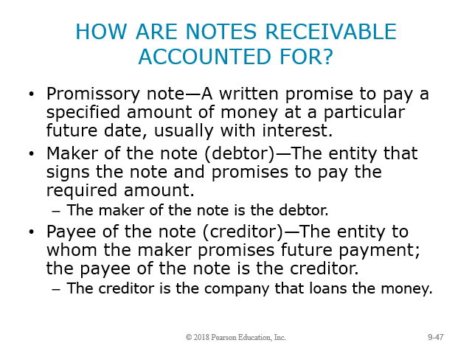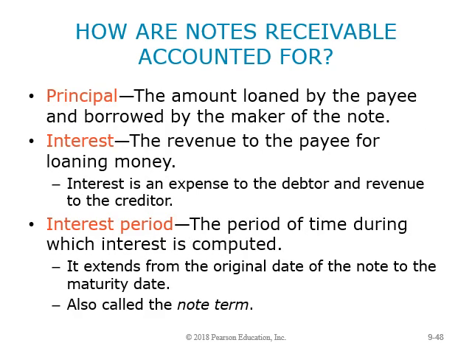The maker of the note, so the debtor, is the entity that signs the note and promises to pay the required amount. The payee of the note is the creditor. They're the ones who are loaning the money, essentially, and they are the ones to whom the future payment is due. It could be a company, it could be an individual, it's just whomever loans that money.